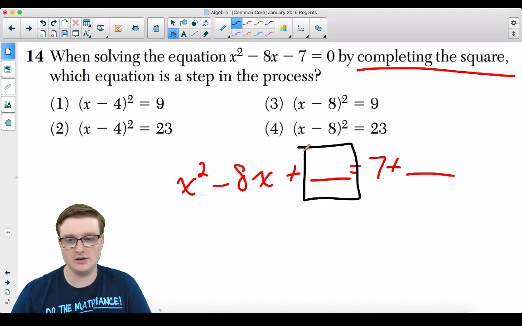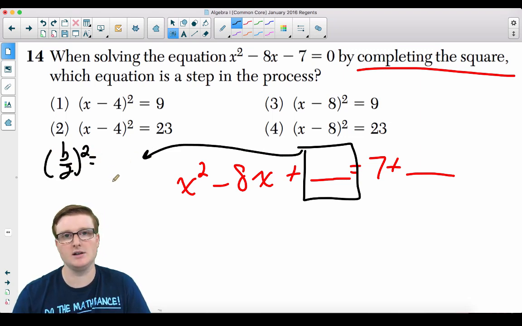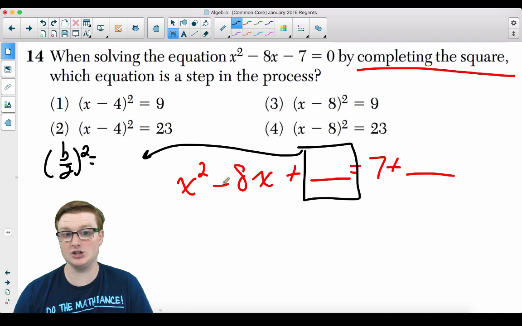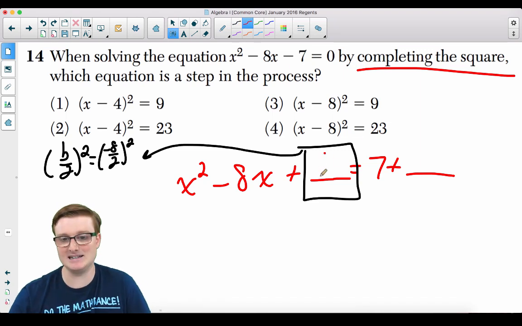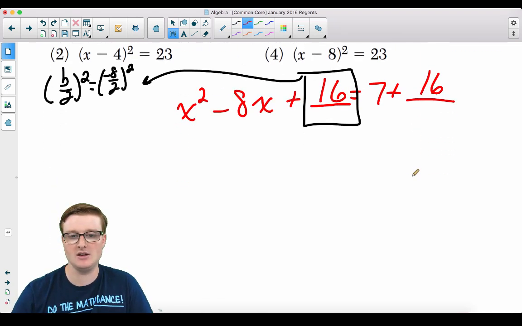I'm going to put it over here. You have to apply the formula (b divided by 2) squared. So you take half the middle, or the linear term, which is negative 8 over 2, and you square it. That will give you a result of 16. 16 and 16.